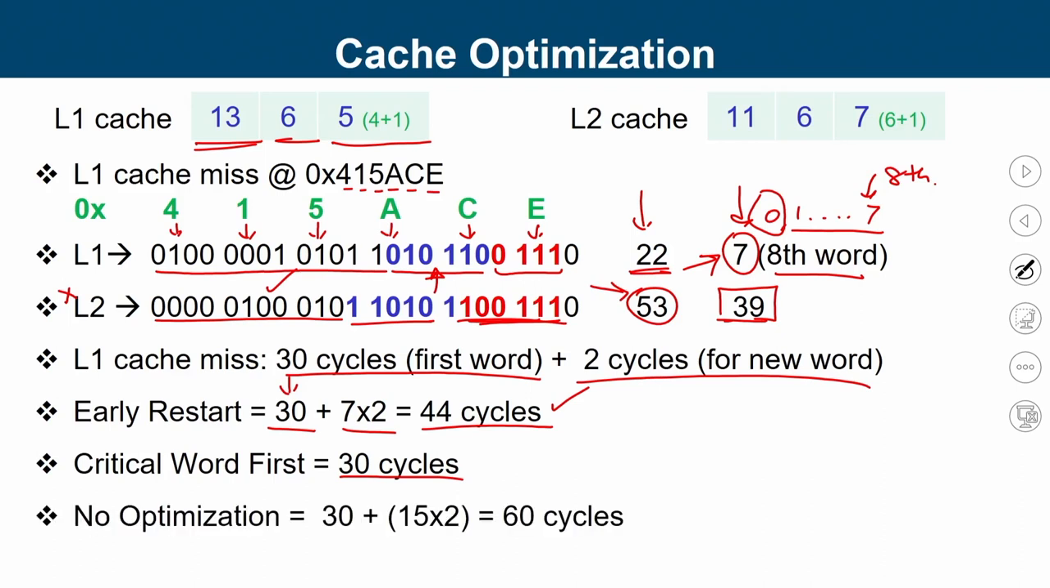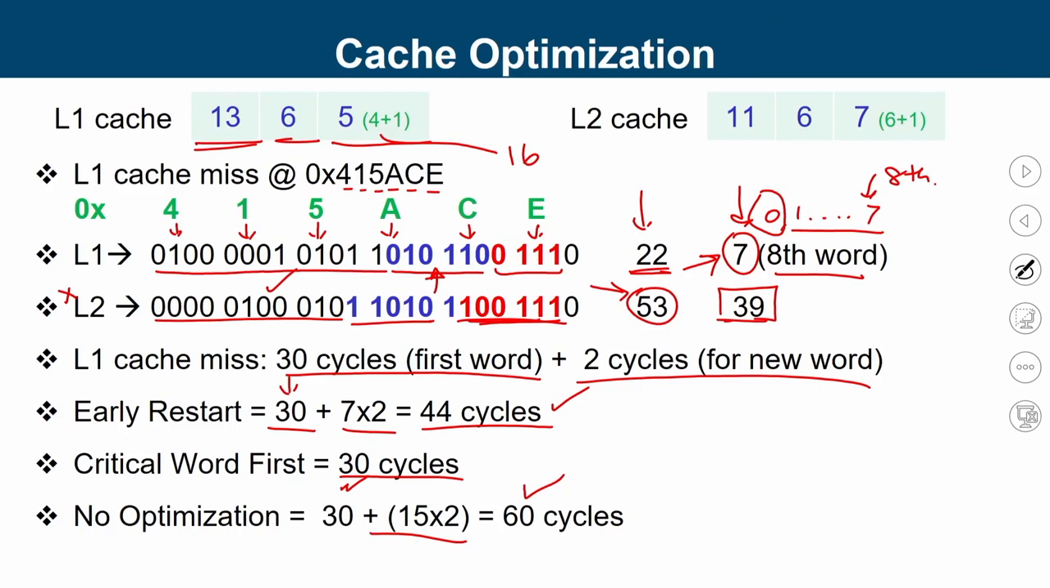Now, suppose there are no optimizations done. How many words are there? We have 4 bits that represent the word, so there are 16 words. The first word will take 30. Thereafter, 15 more words are there. Each will take 2 clock cycles each. So, in total I have 60 clock cycles. That is the normal case without optimization.